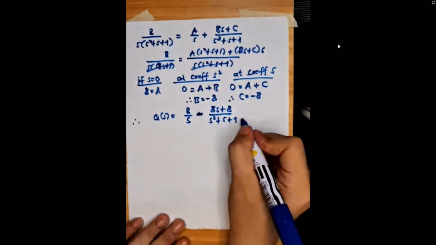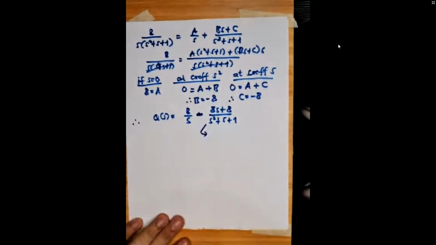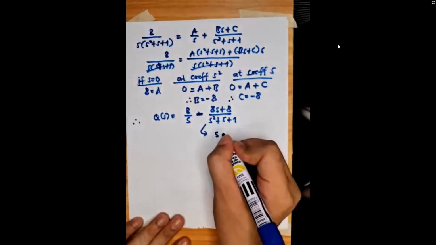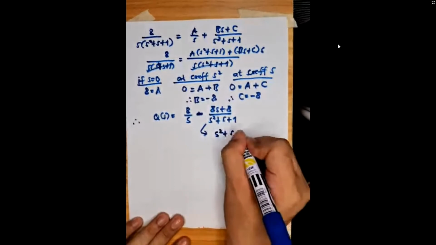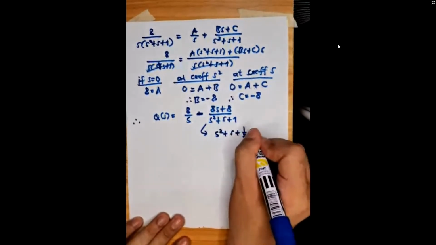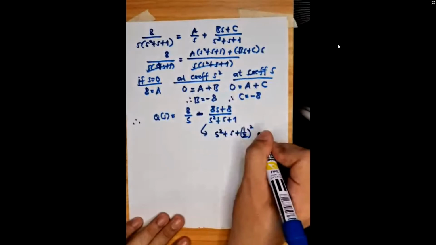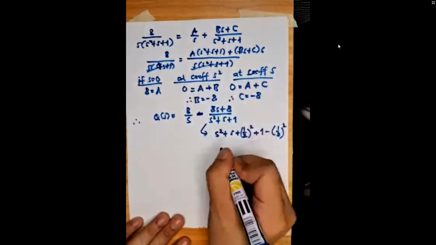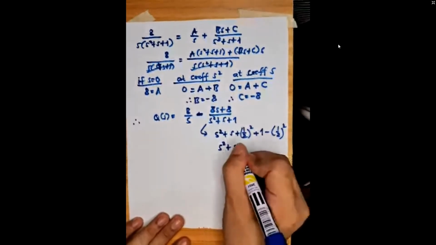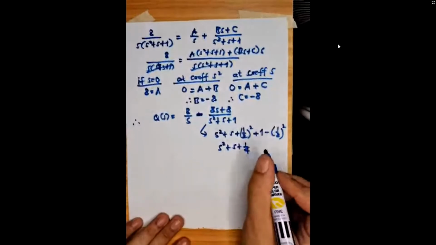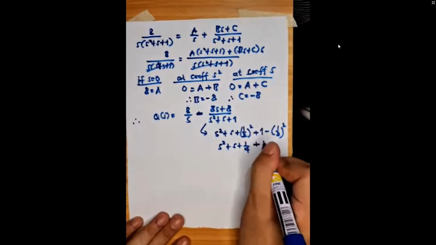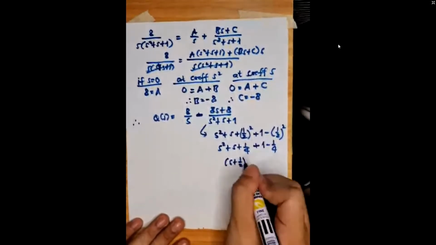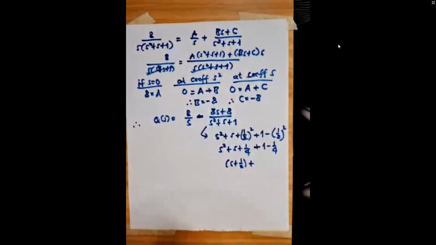Okay, so anong gagawin ko dito? So kung completing the squares ako, so this will be s squared plus s plus 1/2 squared plus 1 minus 1/2 squared. So s squared plus s plus 1/4 plus 1 minus 1/4. So this will be s plus 1/2 squared plus 3/4.